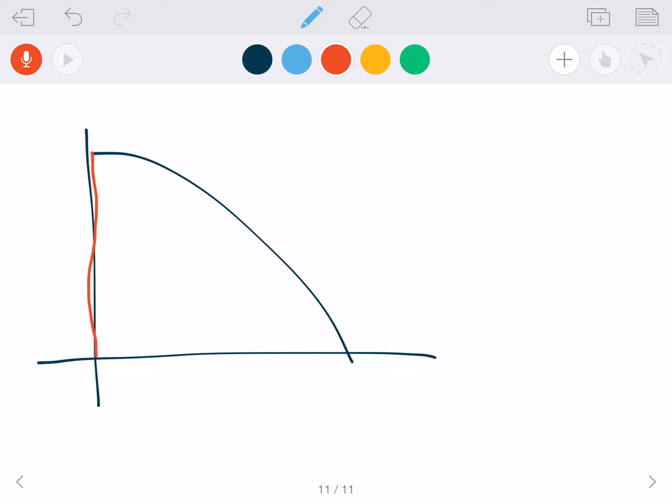So let's say I have to do a left endpoint rectangle. That means that the left side of the rectangle touches the function. The left side touches the function. Left side. So let's say I want to evaluate this integral with 4 left endpoint rectangles.